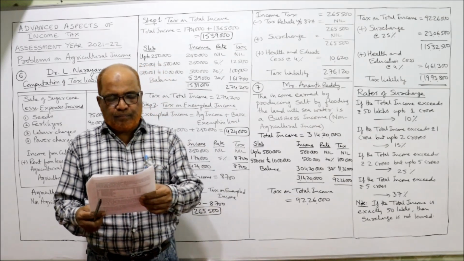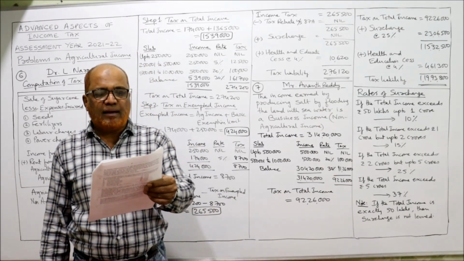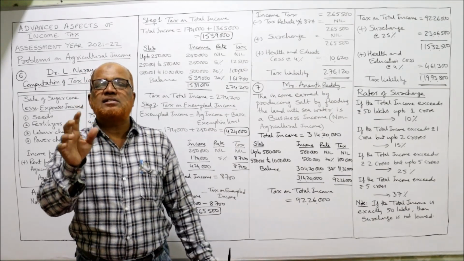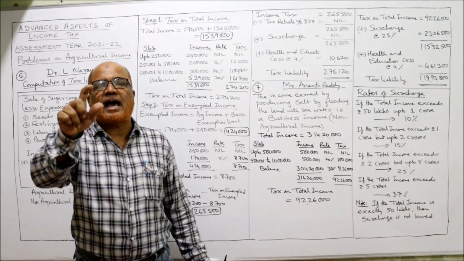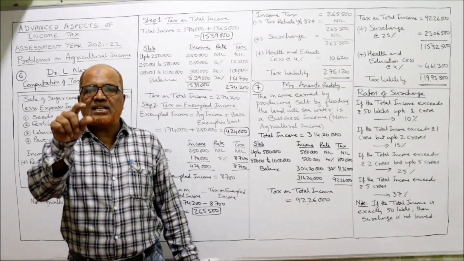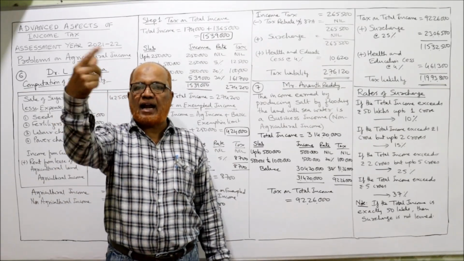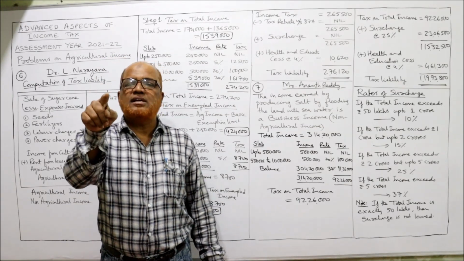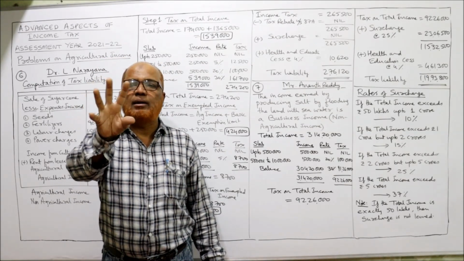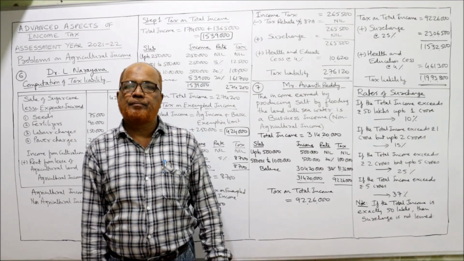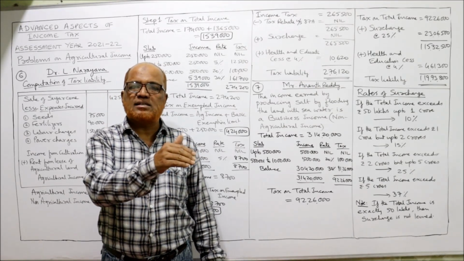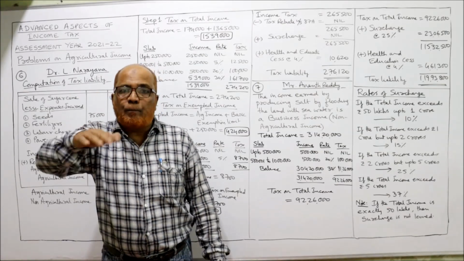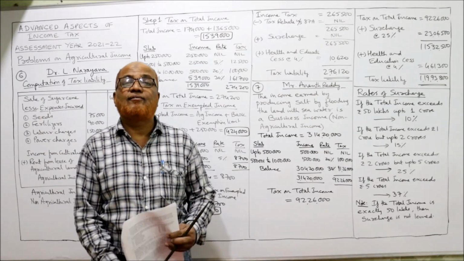Now, 7th problem. Mr. Ananta Reddy, super senior citizen. Super senior citizen means a person who is 80 and above, whose age is 80 years and above. He is called a super senior citizen. For a super senior citizen, the basic exemption limit is 5 lakh. Non-senior citizen 2,50,000. Senior citizen 3 lakh. Super senior citizen 5 lakh.